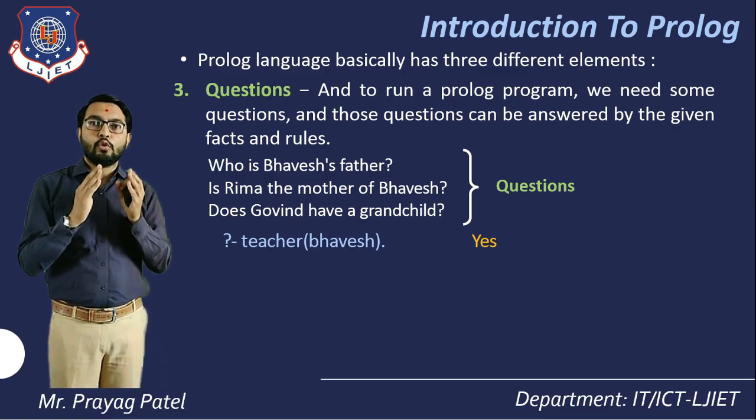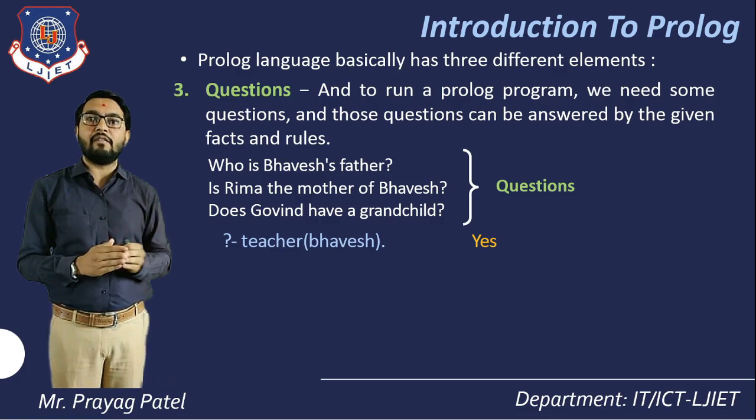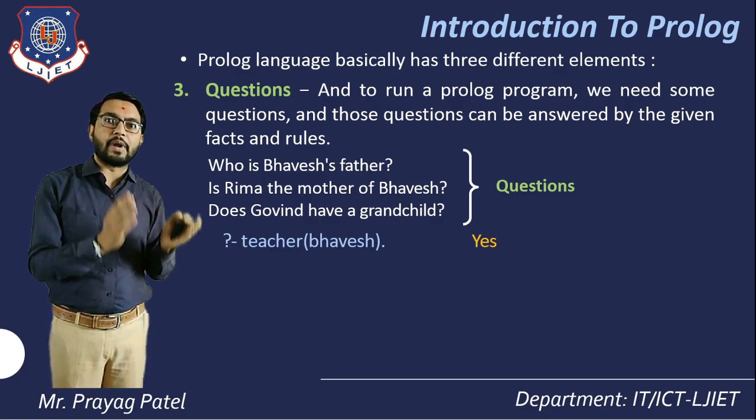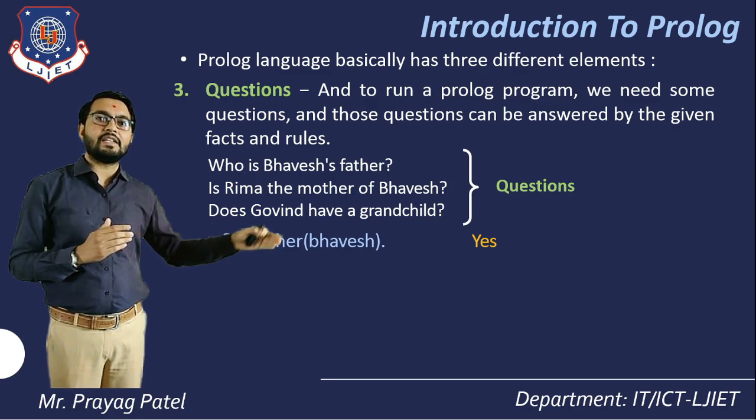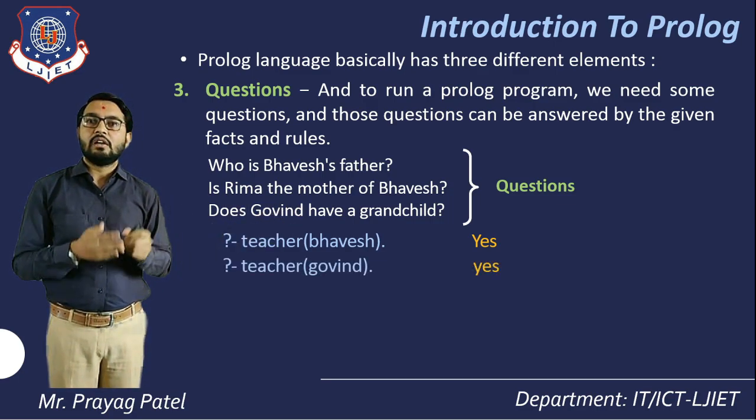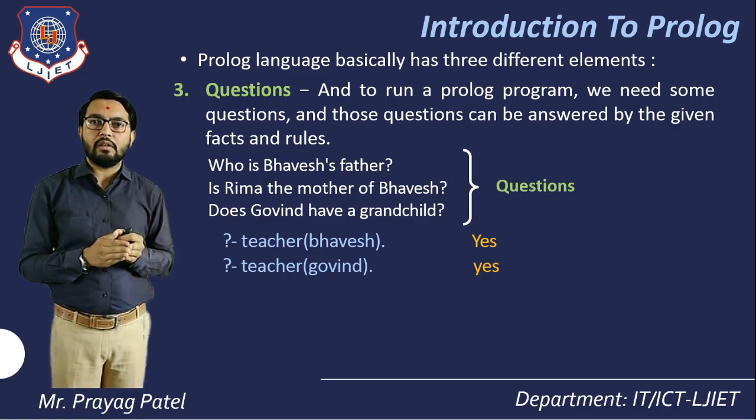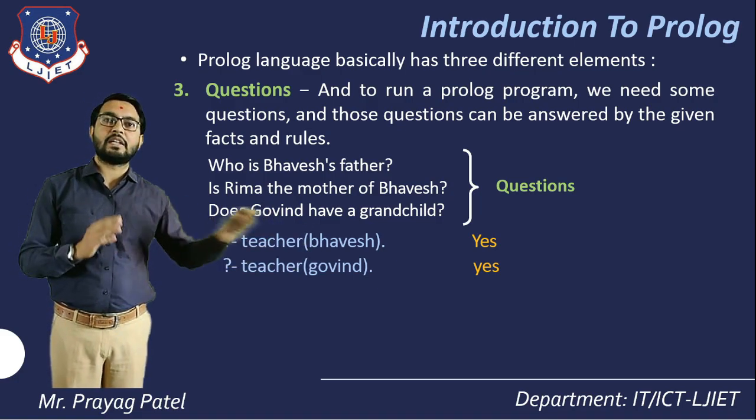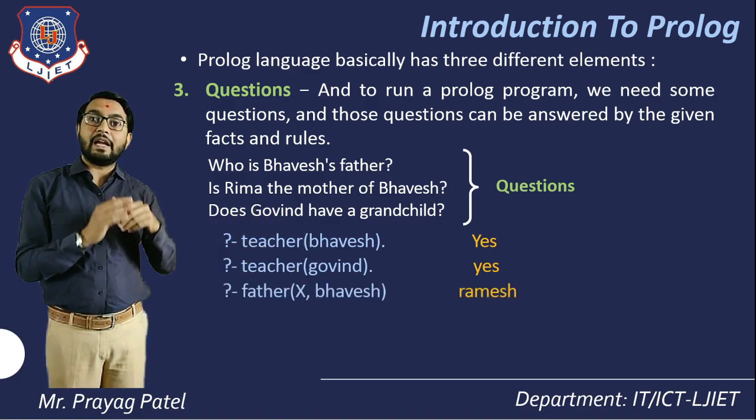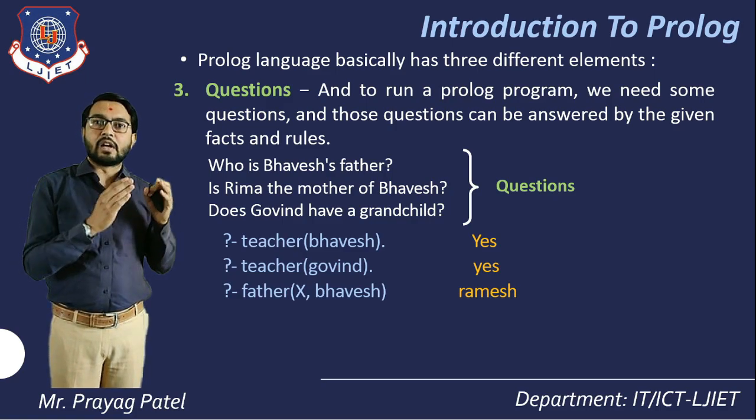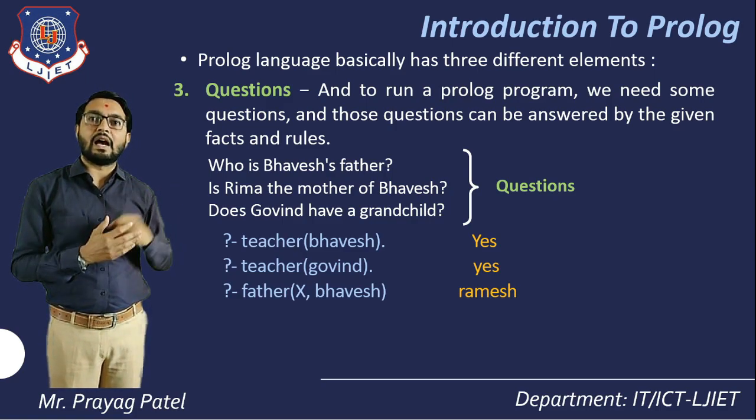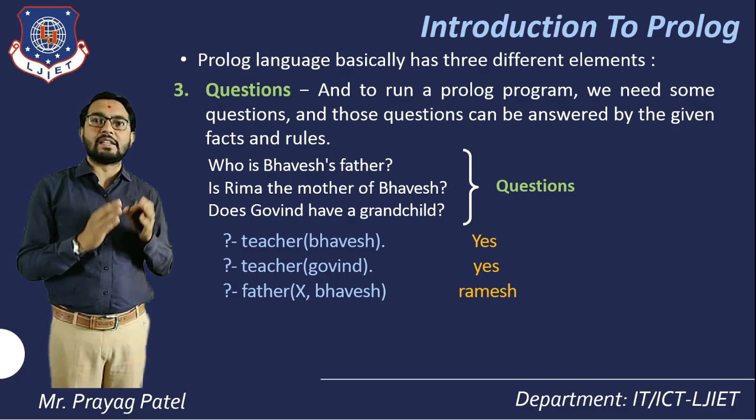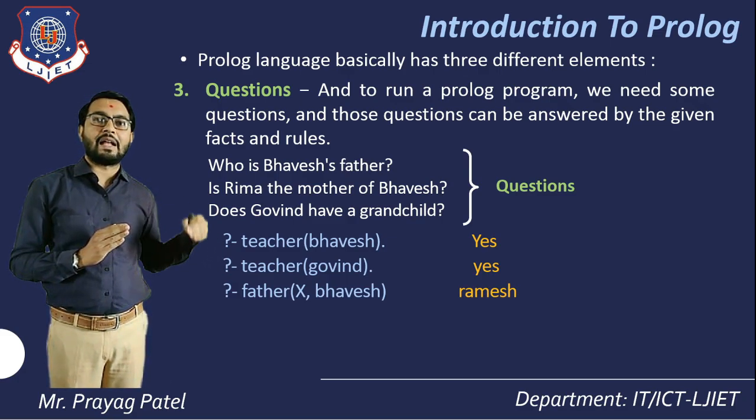What is your goal? You want to check whether Bhavesh is a teacher, then we can write the question in this form: teacher in brackets Bhavesh, then full stop. Then the answer is yes. Next question, teacher in brackets Govind means Govind is a teacher. This is our question. Then the answer is yes. Now if we write another question as Ramesh is a teacher, then the answer is no, because in our given facts there is no sentence saying Ramesh is a teacher, so our answer is no.